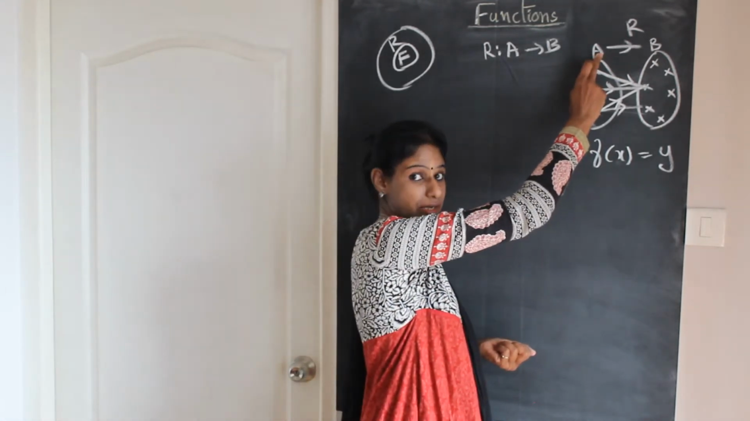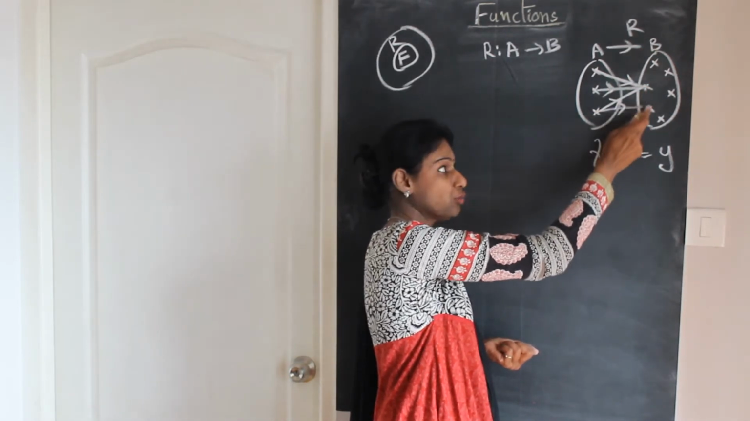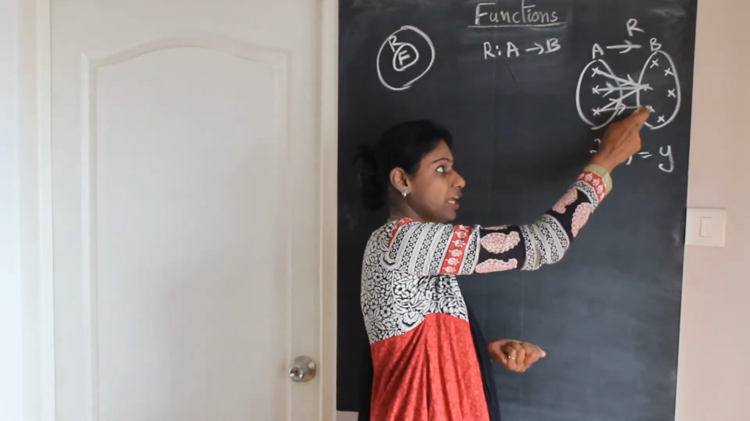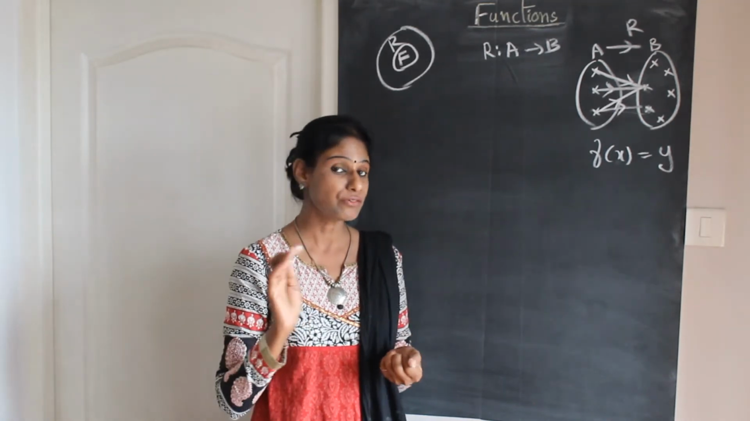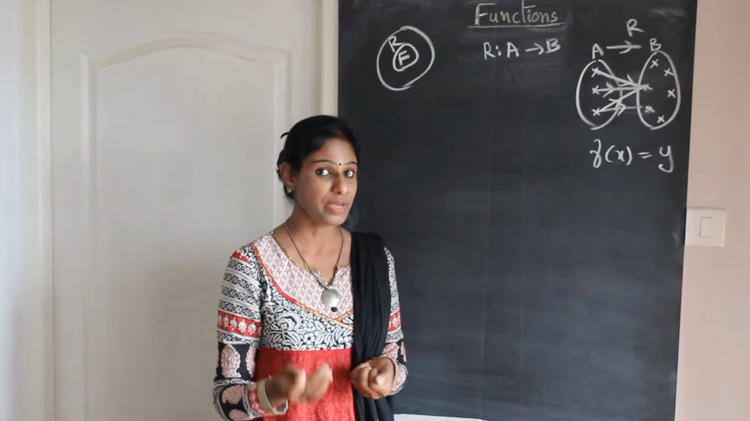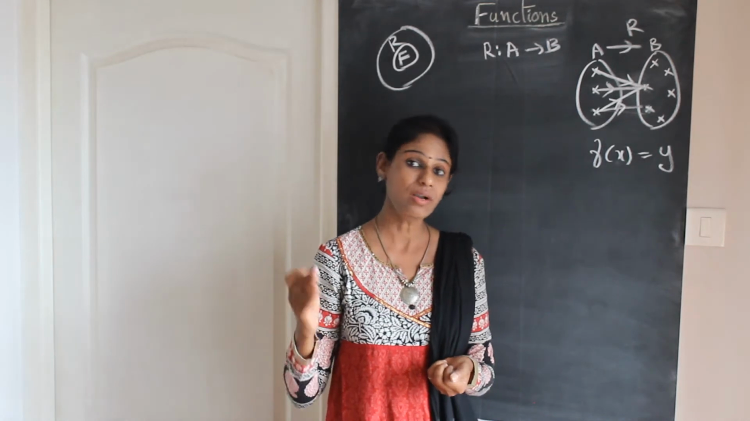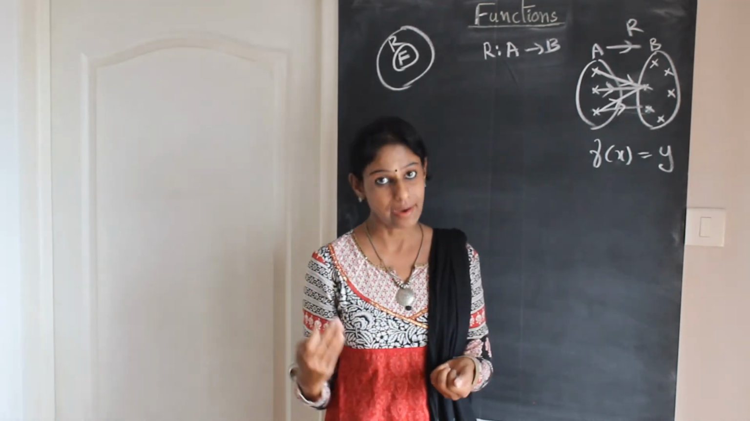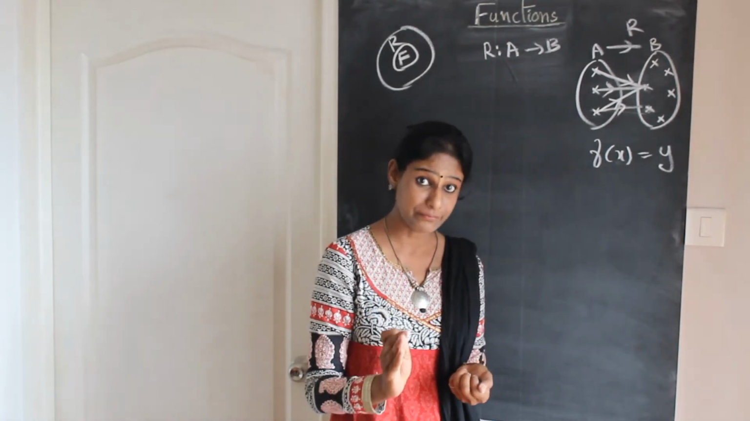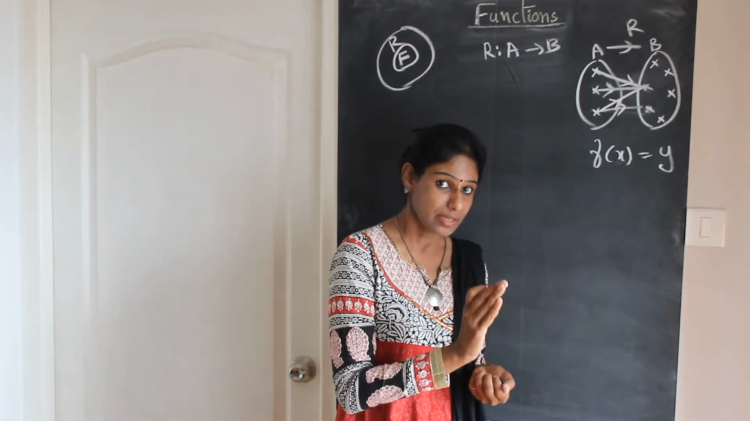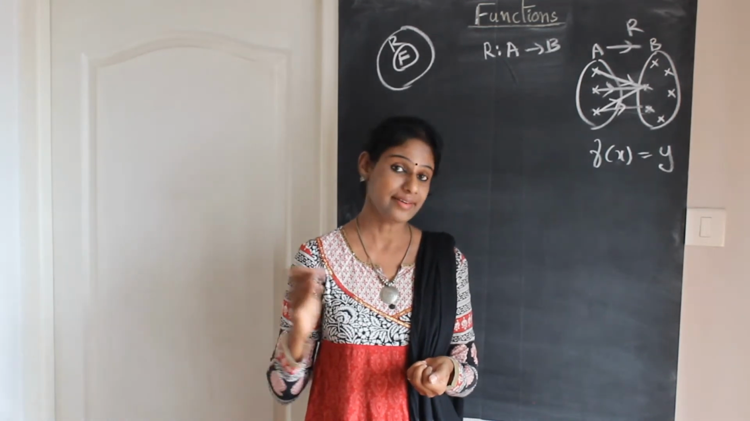So A is the domain, B is the codomain, and in this arrow diagram only two elements have got pre-images. So the set of these two elements will give you the range of the function. That is the meaning of domain and range of a function. So domain means the set of all inputs and range means the set of all outputs. Both depend upon the nature of the function. So according to the function only we will be able to determine the domain and range.